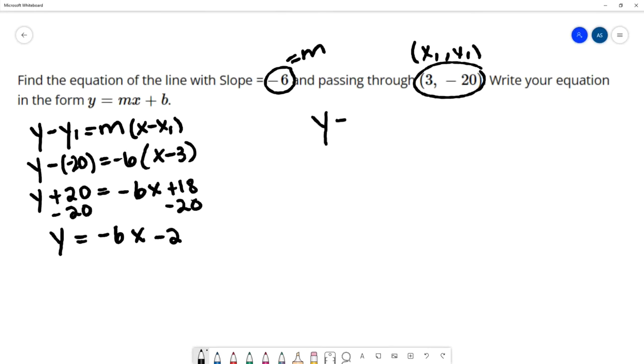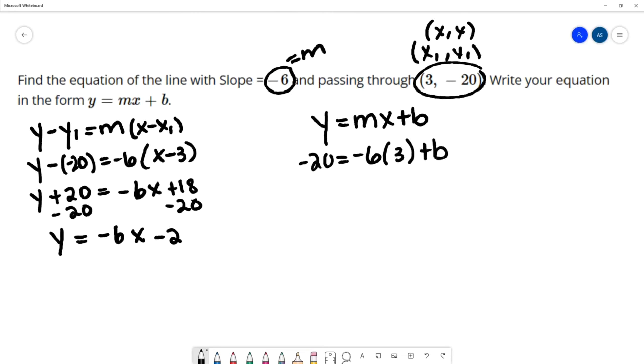Another way to get the equation is to use slope-intercept form, y equals mx plus b. In this example, we're going to substitute the point in for x and y. So that would give -20 equals -6 times 3 plus b. We have -20 equals -18 plus b. I'm going to add 18 on both sides, and that gives b equals -2.